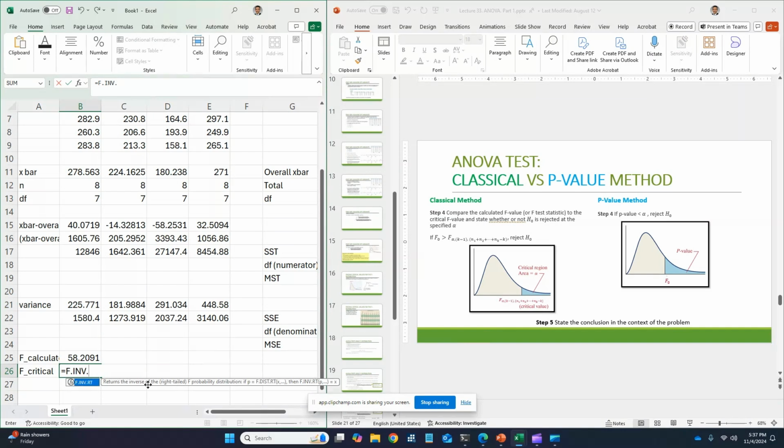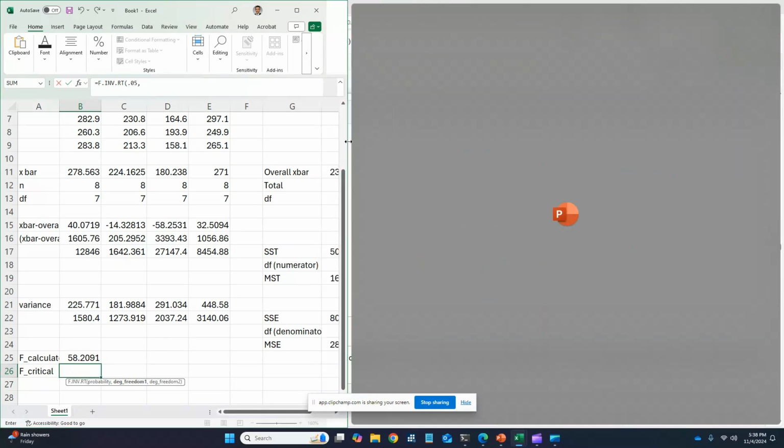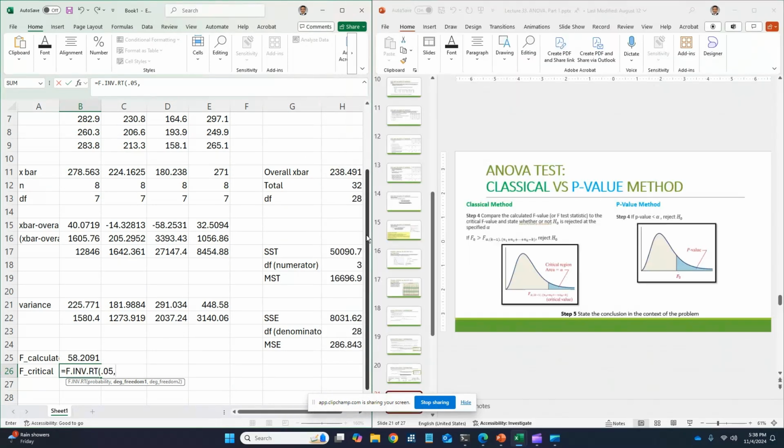So F.INV.RT, RT is the right-tailed. It says here it returns the inverse of the right-tailed F probability distribution. So probability is 0.05. Now the numerator degrees of freedom comes first, and the numerator degrees of freedom here is 3. So let's type 3. And the denominator degrees of freedom comes second, 28. Parenthesis close, press enter. We have 2.494669. That's our critical F.